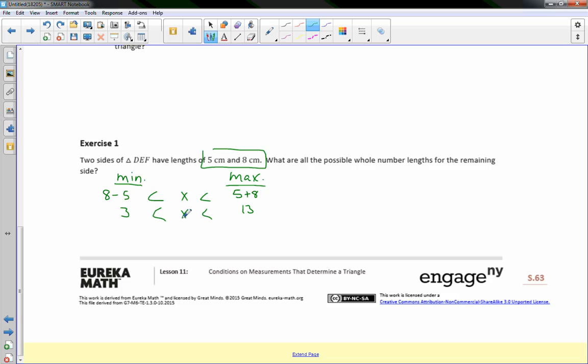If I chose 4, 3 plus 4 is 7, and 5 plus 7 is greater than 8. That's okay. If I chose 7, 13 minus 7 is 6. That's more than 5, so it will reach. So my answer is that the segment has to be between 3 and 13 centimeters. All you do is take the two given sides, subtract for the minimum length, and add for the maximum.